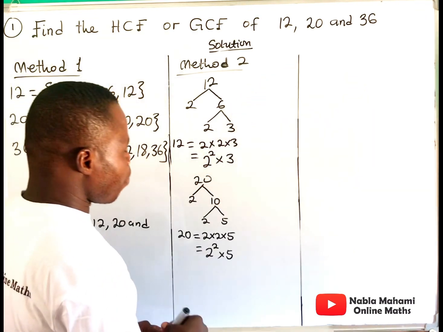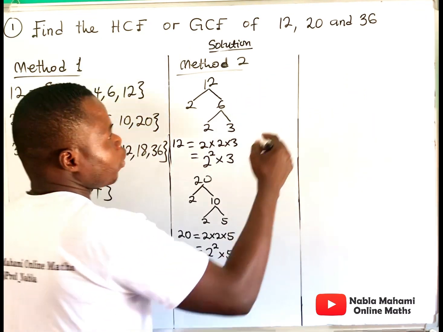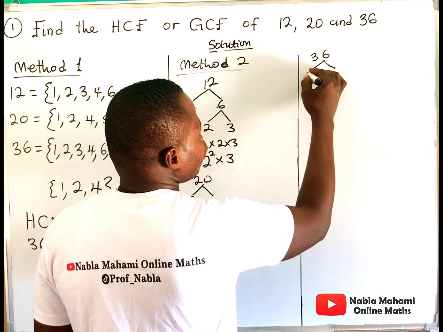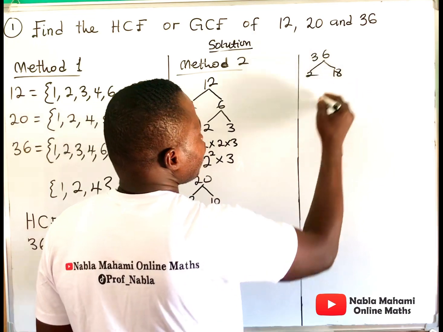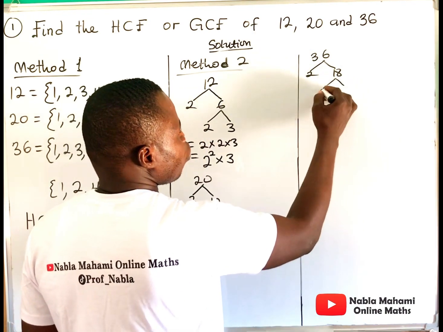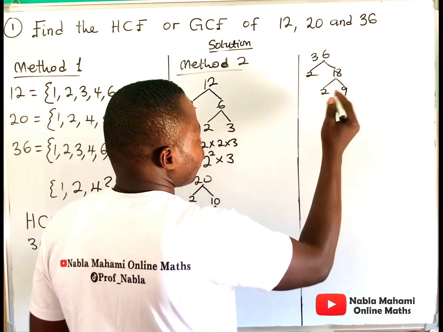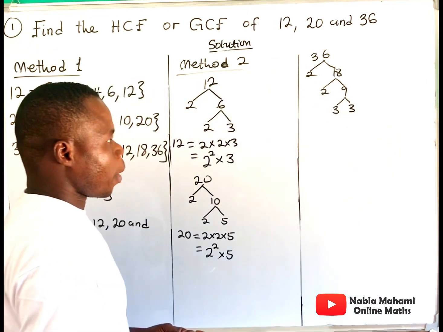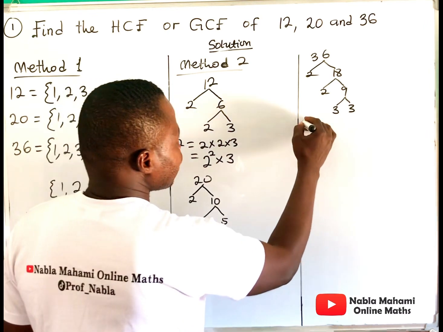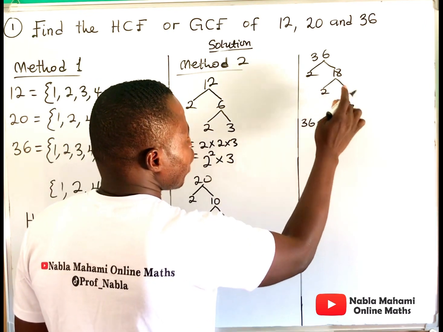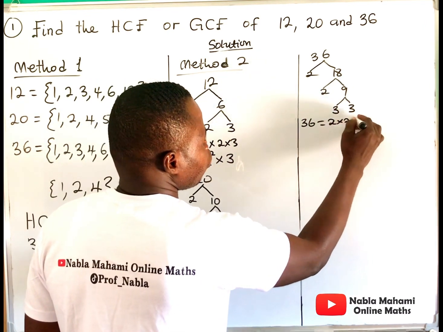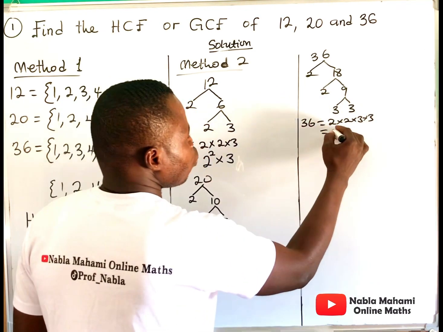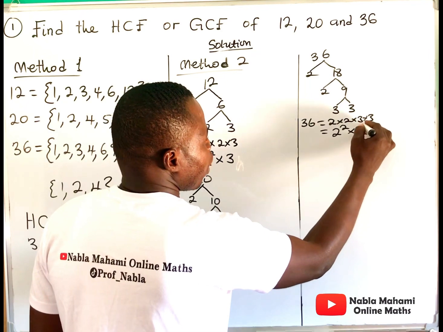Then I'll take the other number, which is 36. You know, 36 will be 2 times 18. Breaking it again, it will be 2 times 9. Then breaking it, it will be 3 times 3, in that order. So that means that 36 will give me 2 times 2 times 3 times 3. And this will give me 2 to the power 2 times 3 to the power 2.